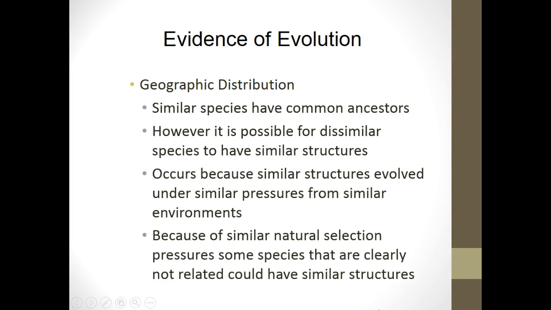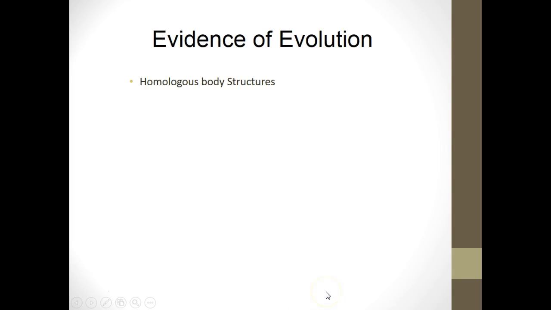Because of similar natural selection pressures, some species that are clearly not related could have similar structures. Again, a honeybee and a bat, for instance, or a honeybee and an eagle. Both have wings, but they only evolved to have wings because of similar natural selection pressures, not necessarily because they are closely related.